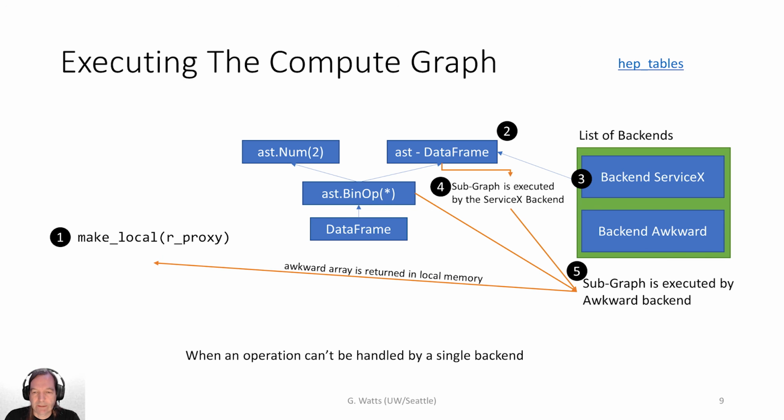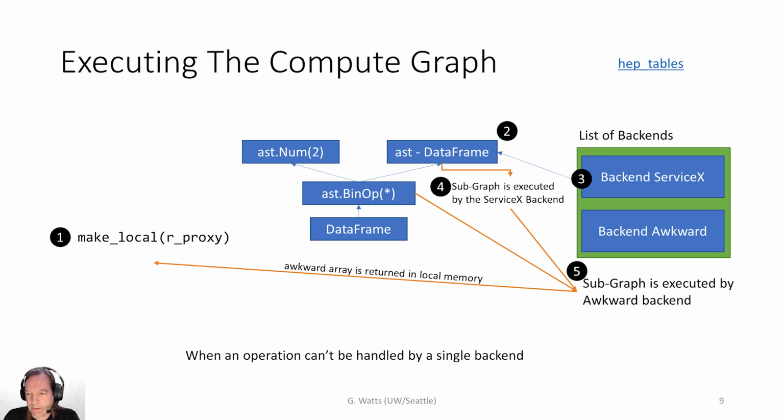For example, ServiceX cannot execute every possible operation that Awkward supports. As a very simplistic example, let's pretend ServiceX cannot do multiplication. Heptables will start just as it did previously, but it will discover that the ServiceX backend can only execute that first AST data frame. To execute the multiplication, it will then go back to its list of backends, discover that the awkward backend can execute the multiplication node. It will then pause, waiting for the ServiceX backend to render the data. Once that's available, it will use the awkward backend to render the multiplication by 2. Just as before, this data will be returned as an in-memory awkward array and sent back to the user. An arbitrary number of backends can be handled like this.